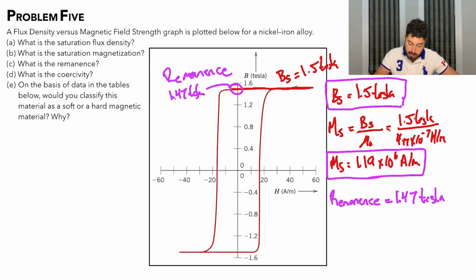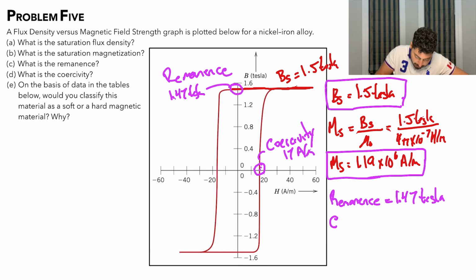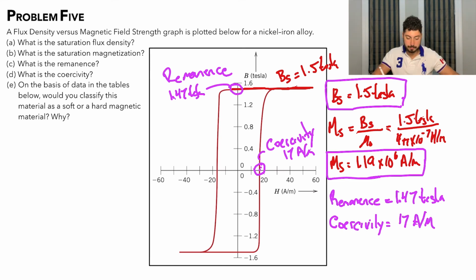And part D says, what is the coercivity? The coercivity corresponds to our intersection on the H-axis of the curve, which is right here. So that is our coercivity, which is approximately 17 amps per meter. So our coercivity is equal to 17 amps per meter.